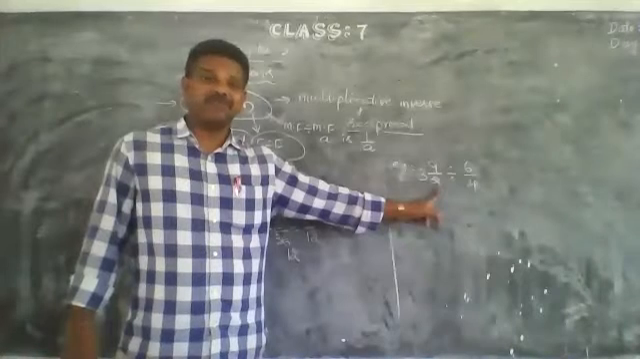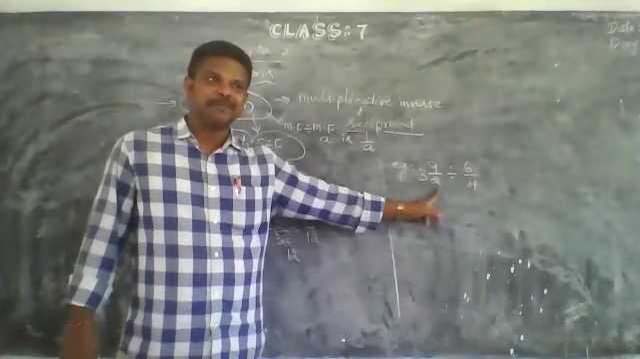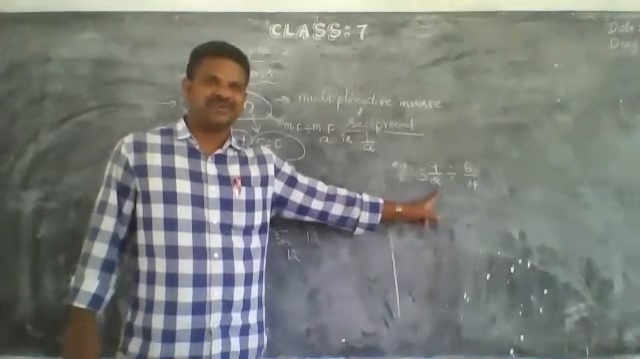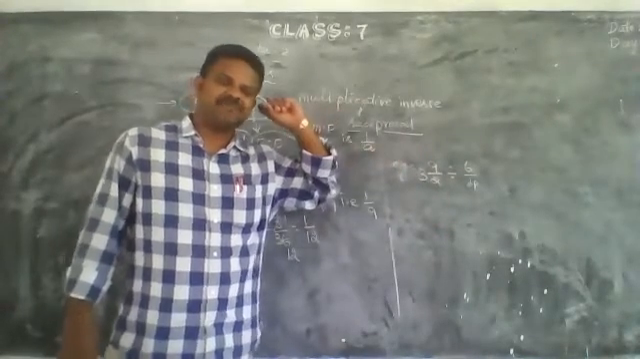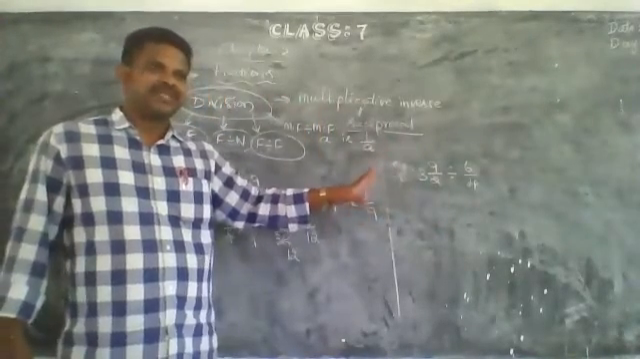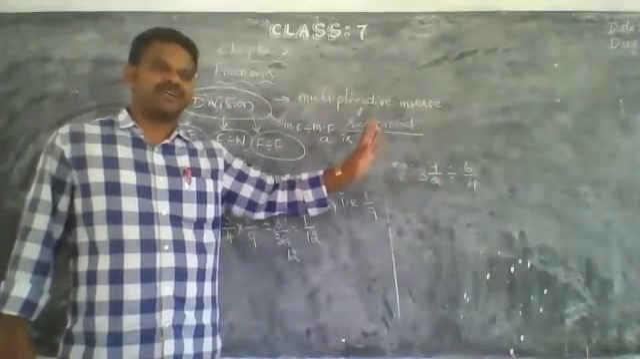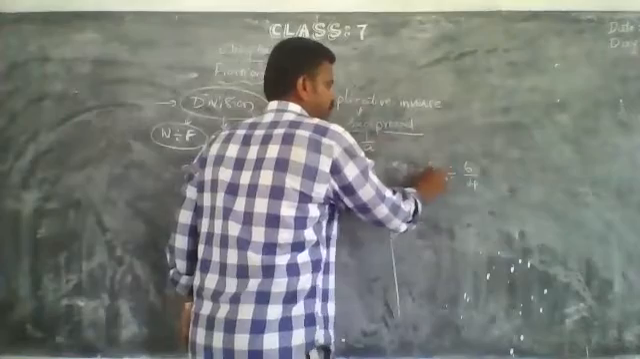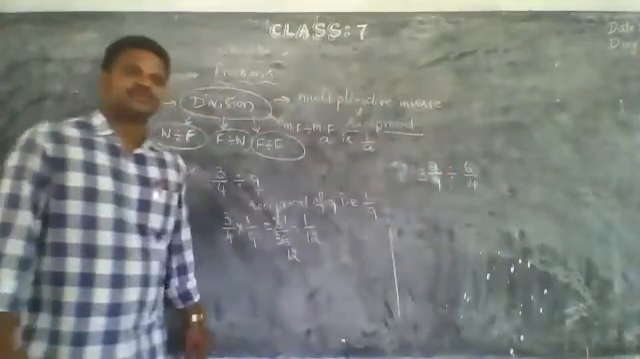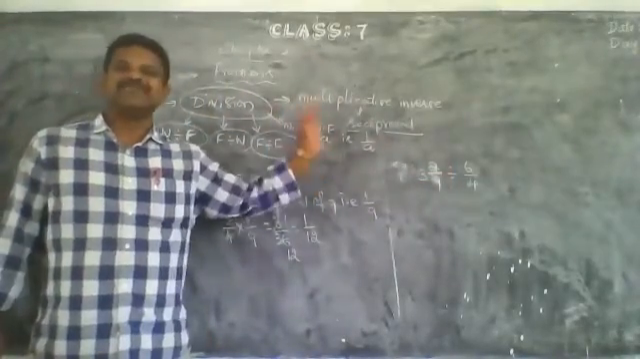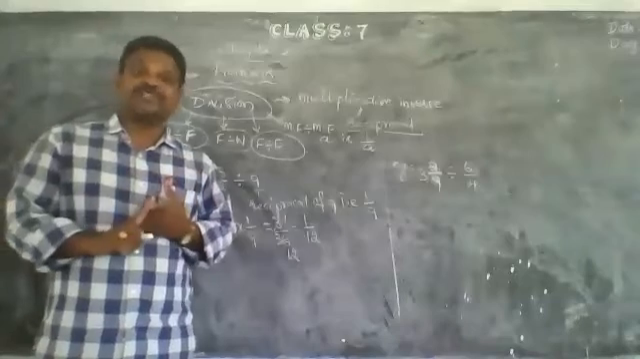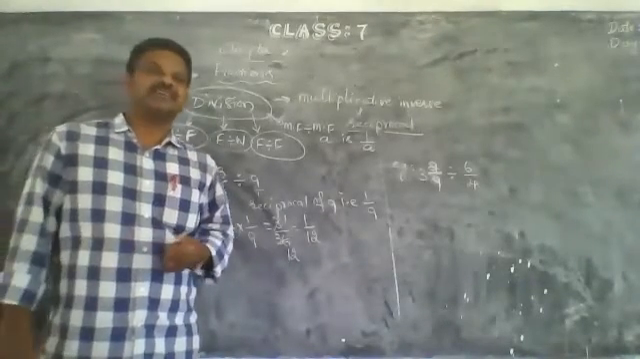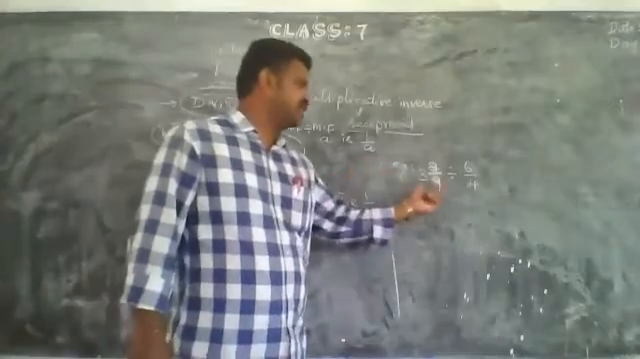But what is a mixed fraction? As we learned, a whole number and a proper fraction combination is a mixed fraction. But it is a blunder mistake we made. 9 by 2 is an improper fraction, not a proper fraction. If we want to write a mixed fraction, the 2 comes up here and 9 should be here. Now it is a mixed fraction. But everything we have to observe.